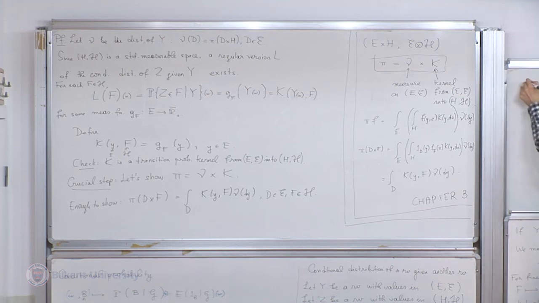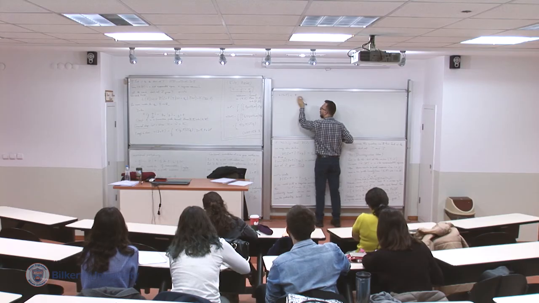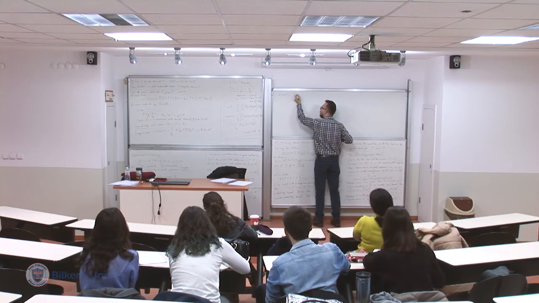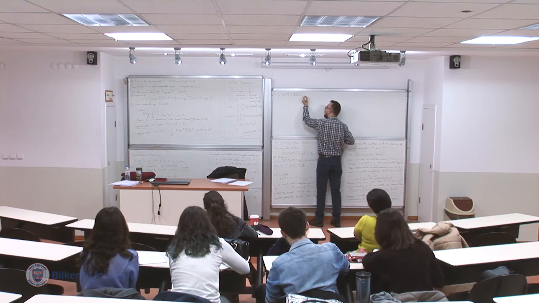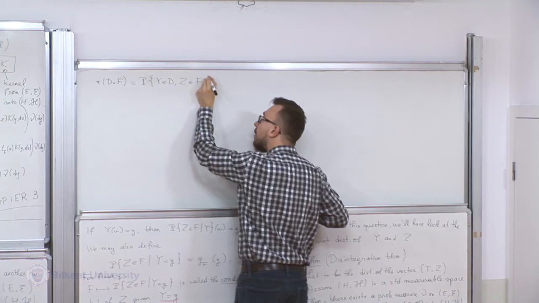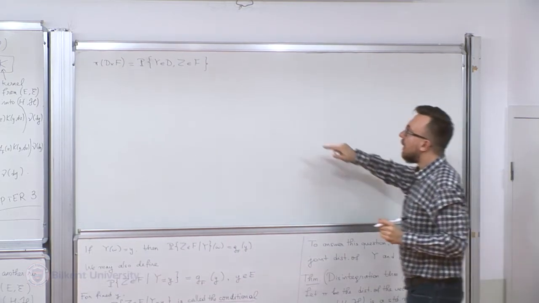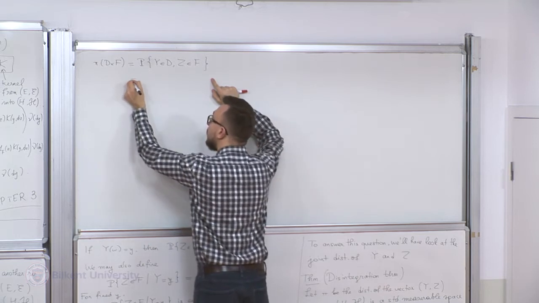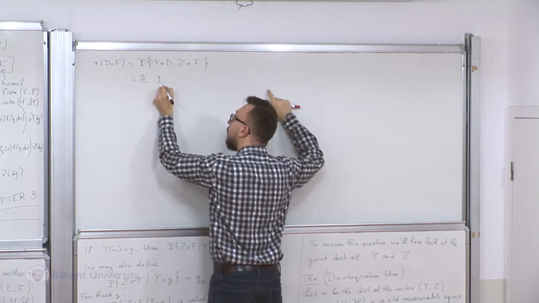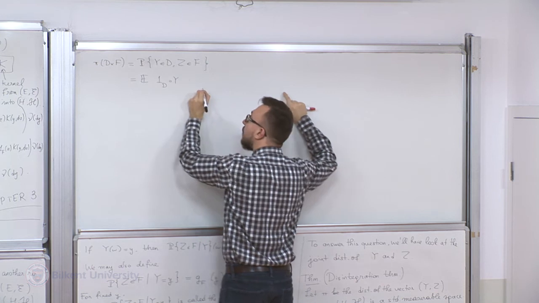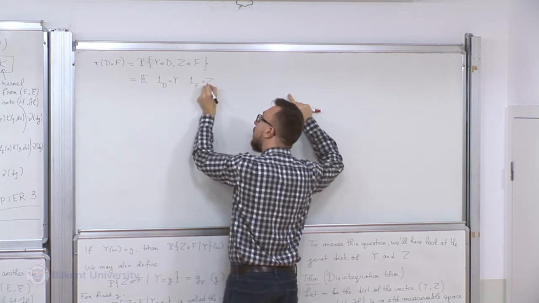Okay, so let's check it. D cross F. What is D cross F? Well, since pi is the joint distribution of y and z, we're simply looking at this probability, right? And we can also see it as an expectation of indicator D at y times indicator F at z.